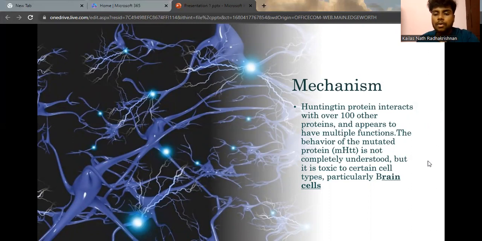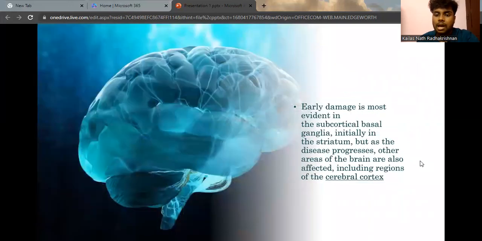It interacts with over 100 other proteins. It appears to have multiple functions. The behavior of the mutated protein is not completely understood, but it is toxic to certain cell types, particularly brain cells. The early damage is most evident in the subcortical basal ganglia, initially in the striatum, but as the disease progresses, other areas of the brain are also affected, including regions of the cerebral cortex. Early symptoms are attributable to functions of the striatum and its cortical connections, namely control over movement, mood, and higher cognitive function. DNA methylation also appears to be changed in Huntington disease.